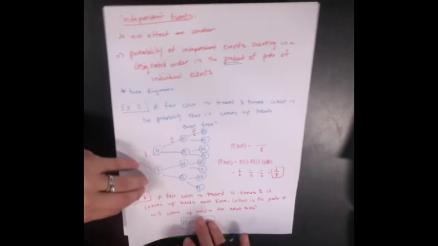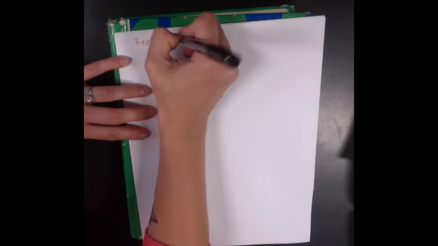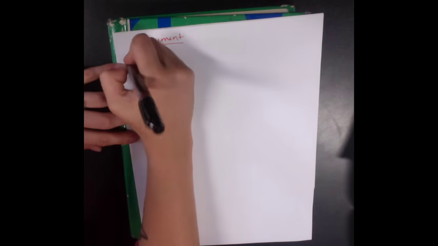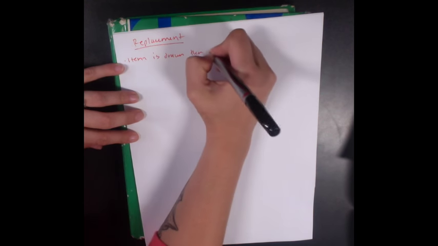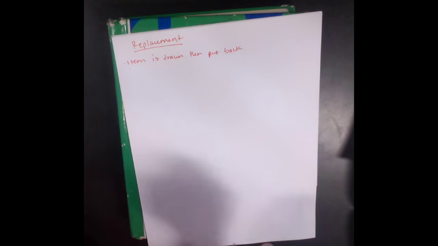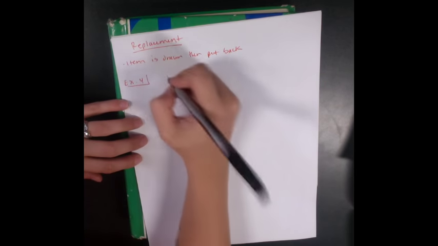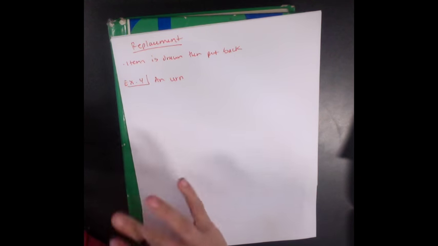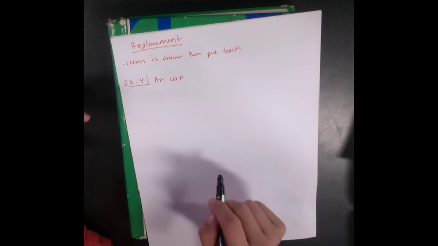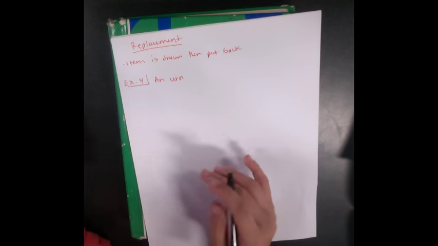Okay? All right. Let's talk about replacement. Replacement is simply when an item is drawn, then it is put back. This changes our probabilities a lot. So let's do an example. An urn. I don't know why, but an urn seems to be a common container. You could say a vase, a pot, a bowl, a plate, a hole, I don't care. But your book likes to use urn.